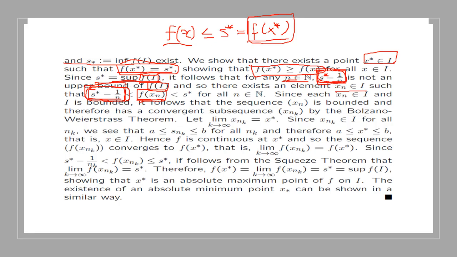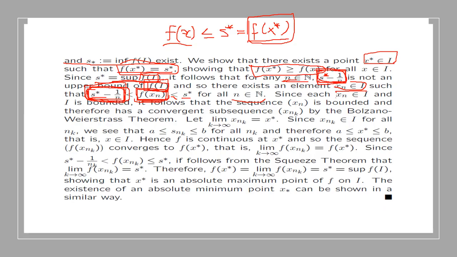So what we are saying now is that since S star minus 1 over n is not an upper bound of f of I, then there is an element xn in I such that S star minus 1 over n is less than f of xn, okay? But f of xn is an element in f of I, right? And S star is the supremum of f of I. Therefore, f of xn is less than or equal to S star, and that is true for all n in N.